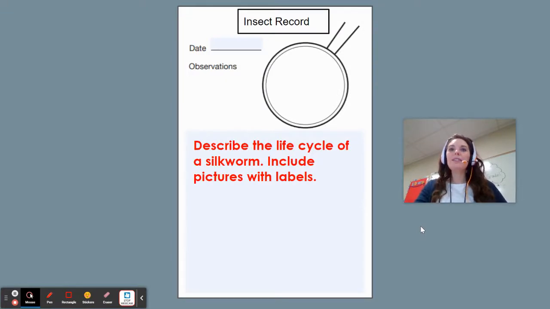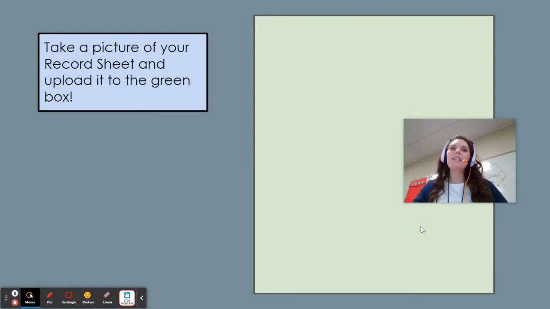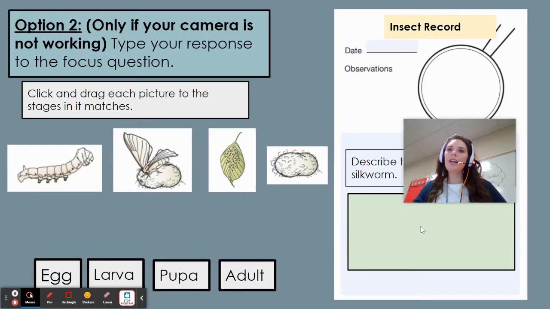Your job today is to describe the life cycle of a silkworm. I want you to include pictures with labels in your description. Then take a picture of your record sheet and upload it to this green box. If your camera is not working, you are going to type your answer in the green box on the final slide, and you will also click and drag each picture to the stages it matches. So you can see there I have pictures, and I also have labels for egg, larva, pupa, and adult. So match the picture with the word or stage of the life cycle.